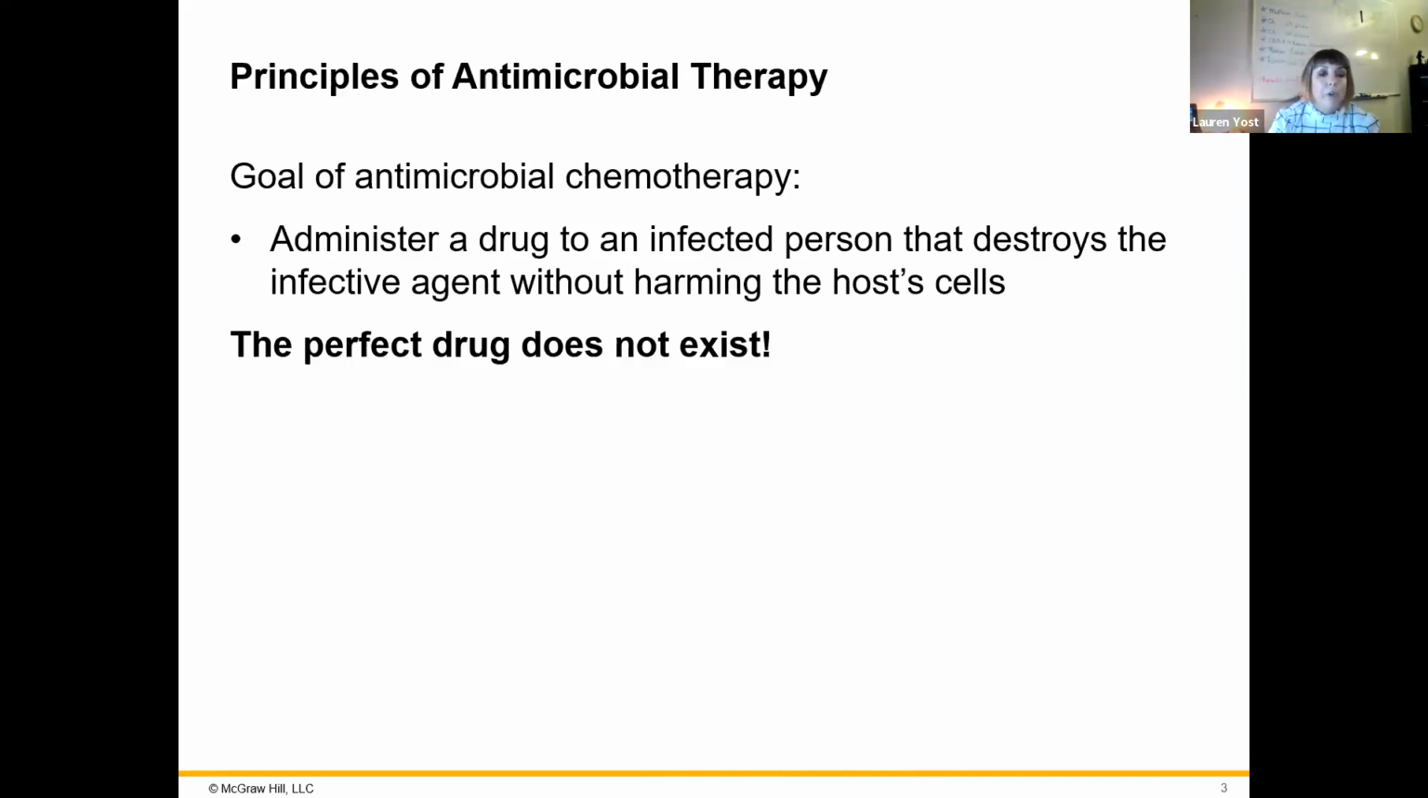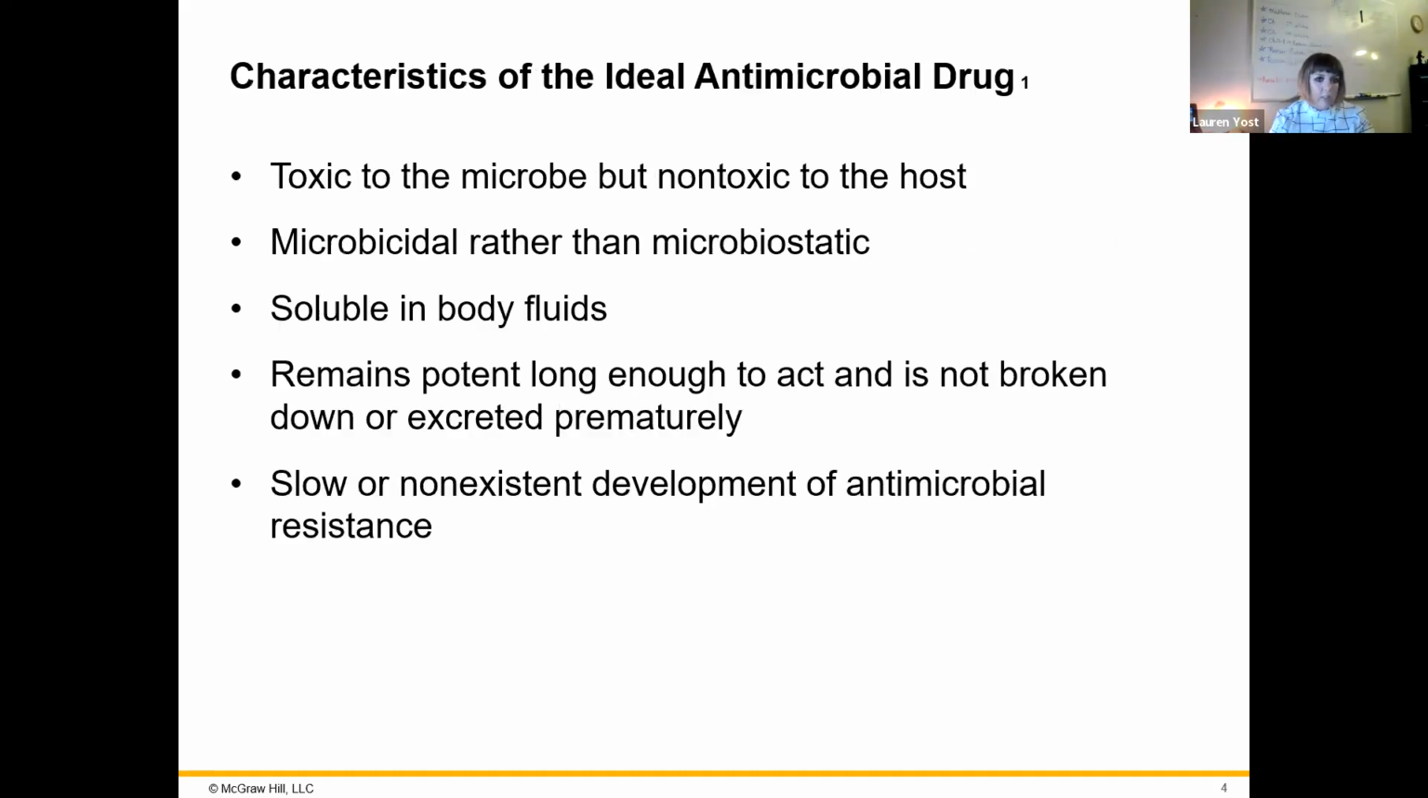So, antimicrobial chemotherapy. Chemotherapy, by the way, just means treating any disease with a drug. So treating something with a drug, that's chemotherapy, using chemicals as therapy. So antimicrobial chemotherapy is administering drugs to an infected person that destroy the infective agent without harming the host's cells. That's the goal, right? But the perfect drug doesn't exist, and we'll talk a little bit about how come.